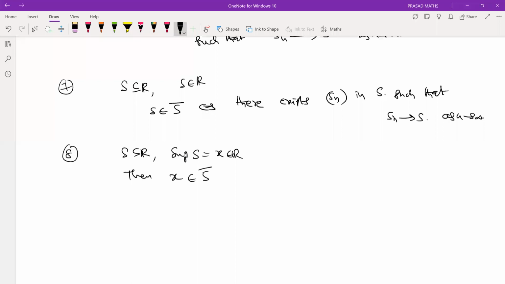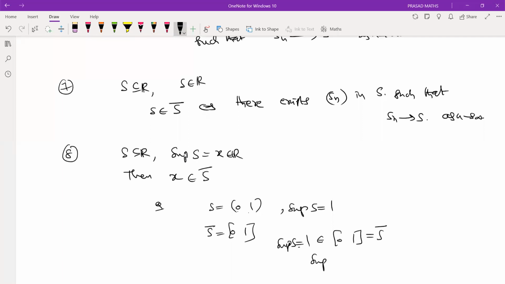For example, you start with this. You take this example: S equals the open interval (0, 1). Clearly the supremum exists because it's a bounded set. The supremum is 1. Now look at the closure of S. Closure of S is nothing but the closed interval [0, 1]. So what you observe is that 1 belongs to the closed interval [0, 1], but 1 is exactly the supremum of S. But what is this? It's the closure of S. Therefore, the supremum of S belongs to the closure of S.